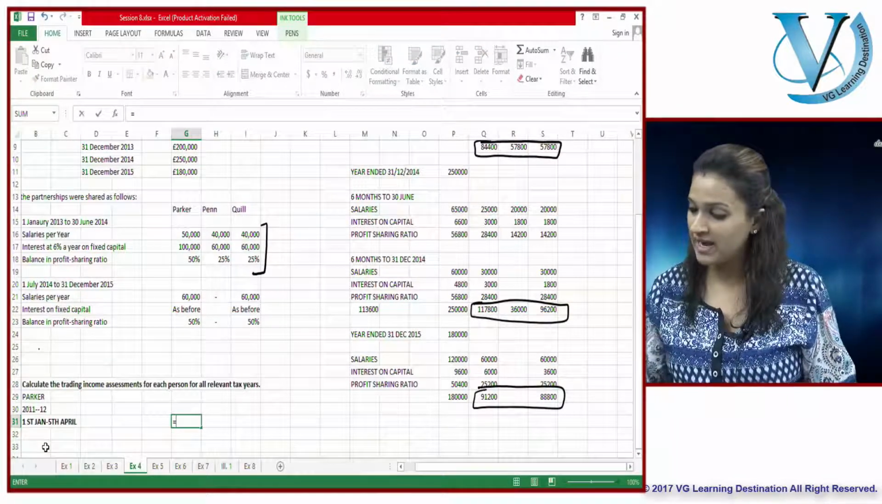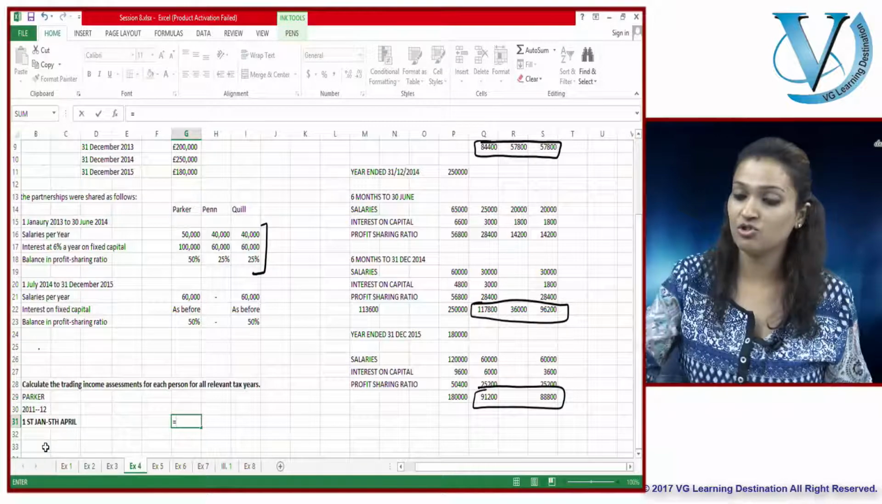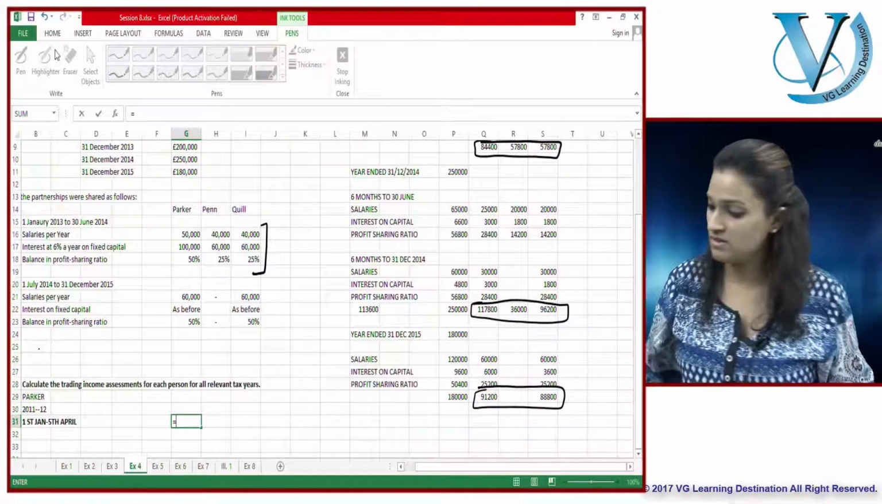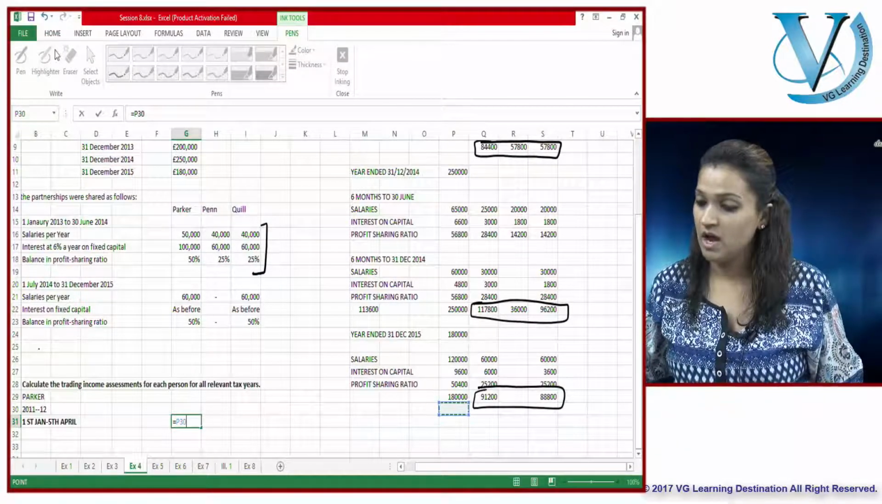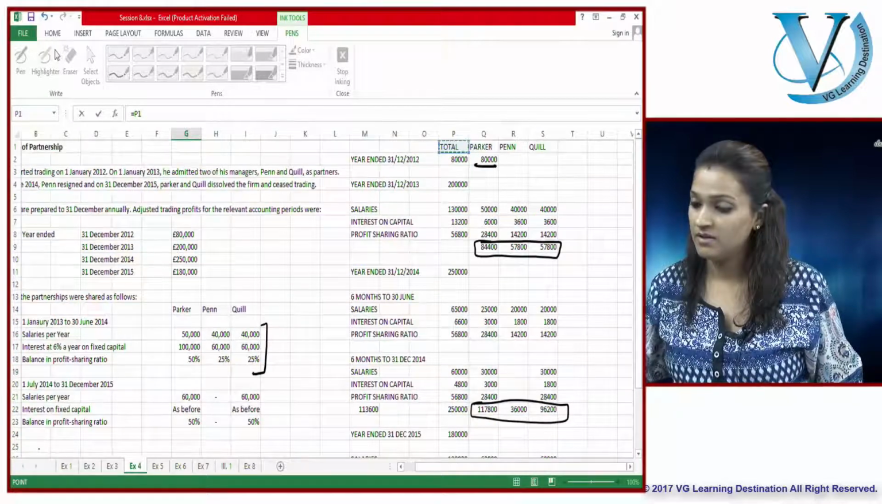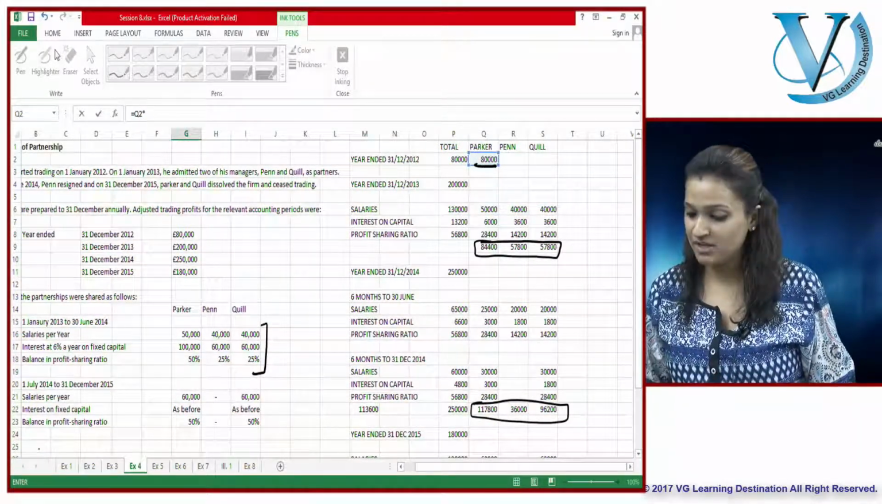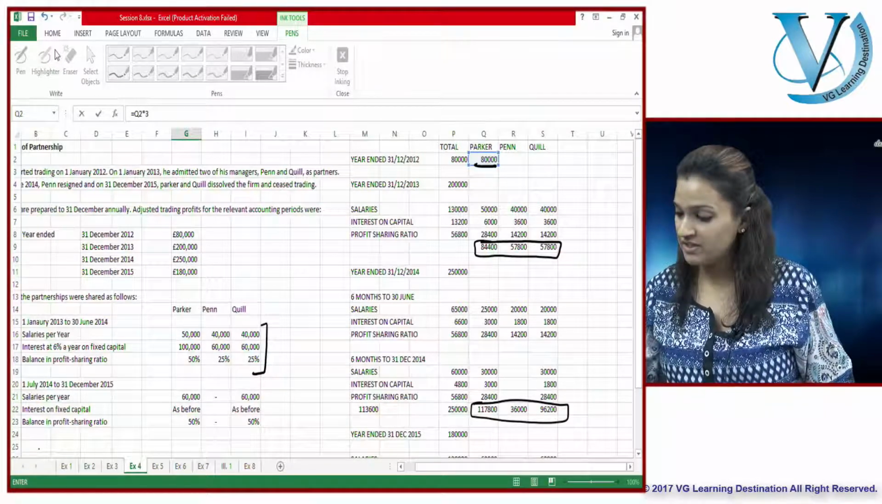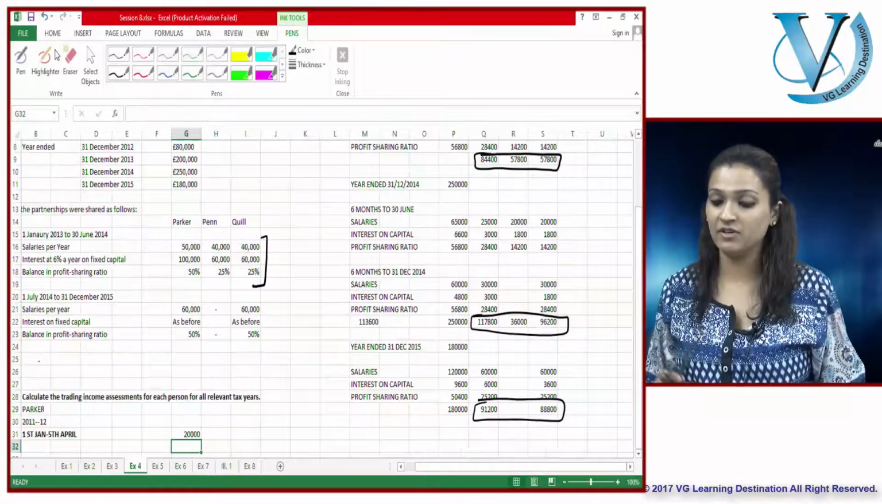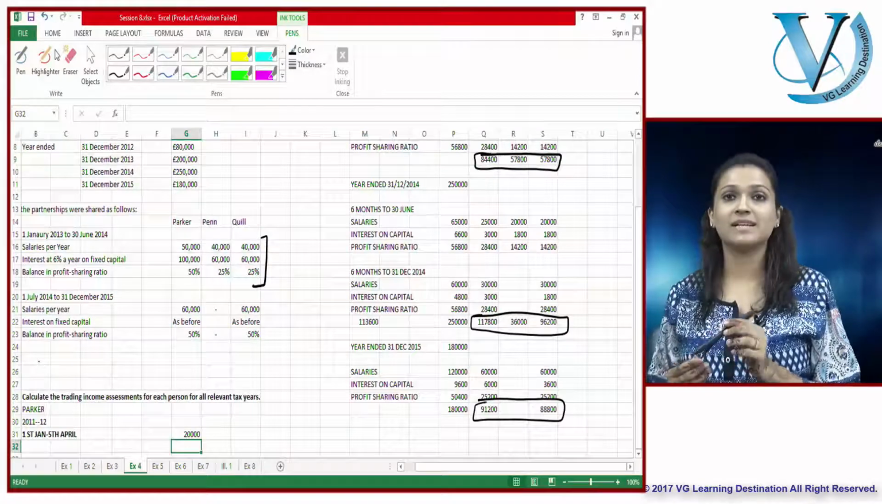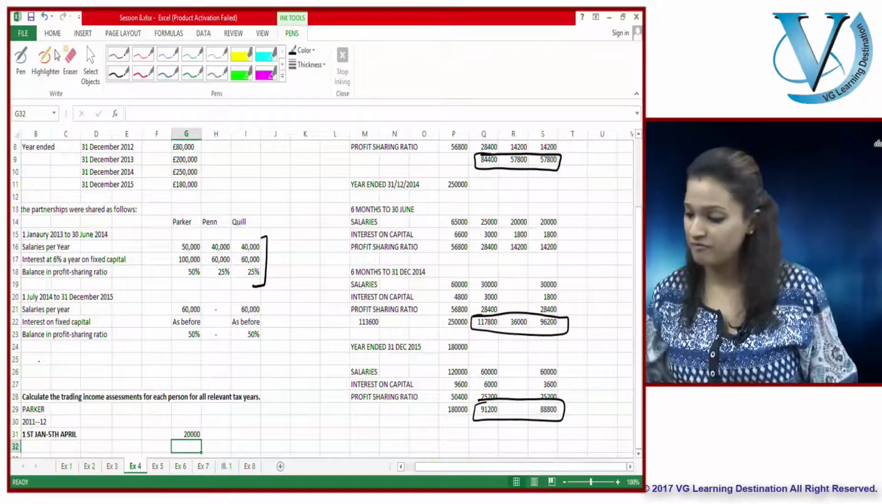So we are going to take 80,000 profits. The first year 80,000 profits is there. Multiply this by 3 months out of the entire 12 months profit given to us. So 20,000 pounds gets taxed in the first year of business.